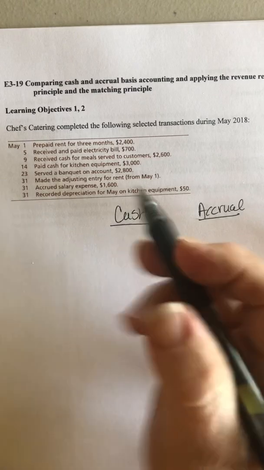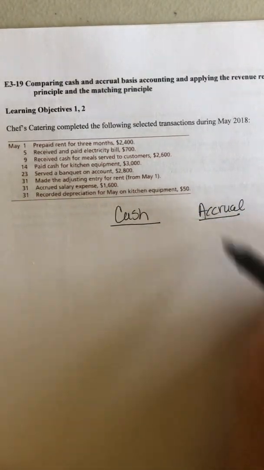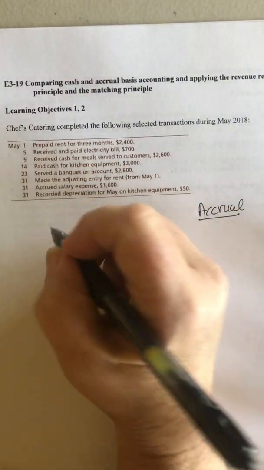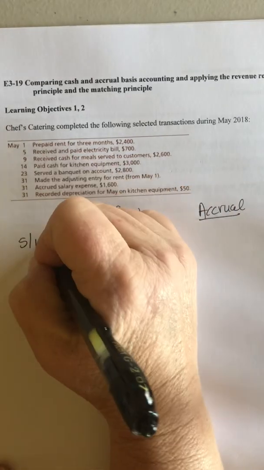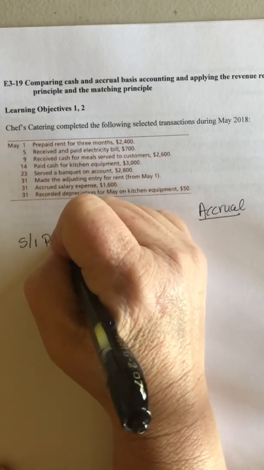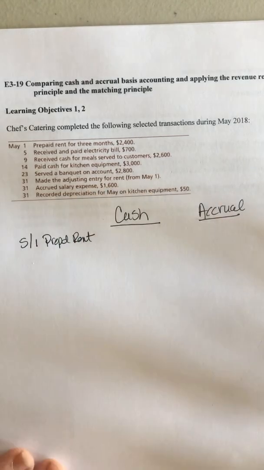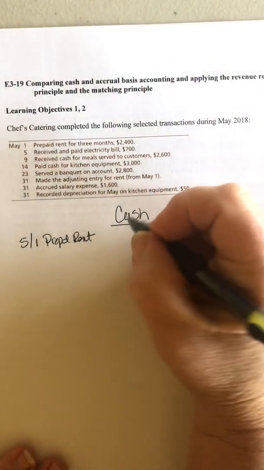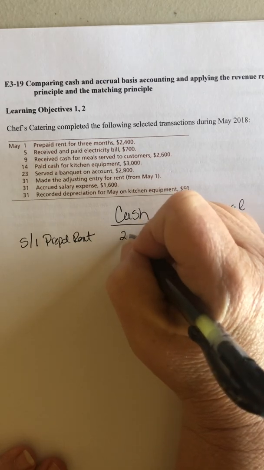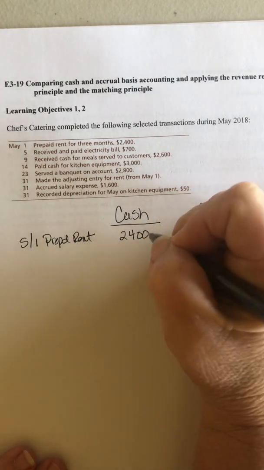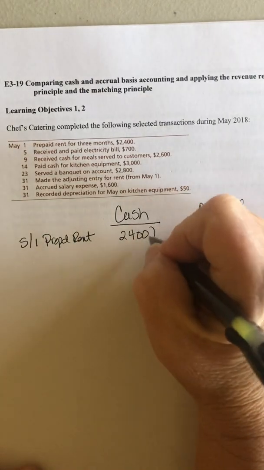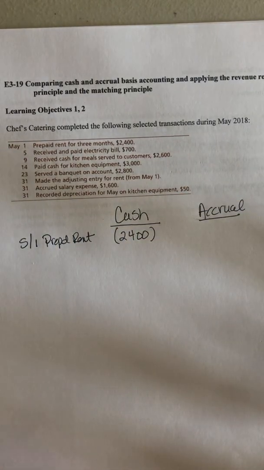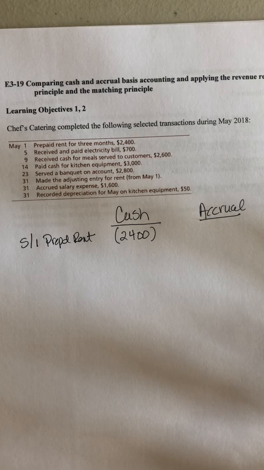All right, so May 1st, we're gonna do the cash side first, and then we'll do the accrual side. So May 1st, I prepaid rent for 3 months. Under the cash basis, that whole entire thing is gonna be an expense. All we're recording on this is just revenue and expenses. That's all we're gonna do. So this whole entire thing is gonna be an expense for $2,400, and I'm putting it in brackets because I'm going to subtract it later.